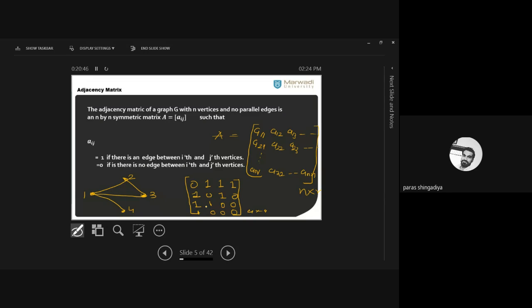And now one condition is that there are no parallel edges. Clear? If we include parallel edges between 1 and 2, when we apply the relation between 1 and 2, we just consider only one edge. And now there are two edges between 1 and 2.